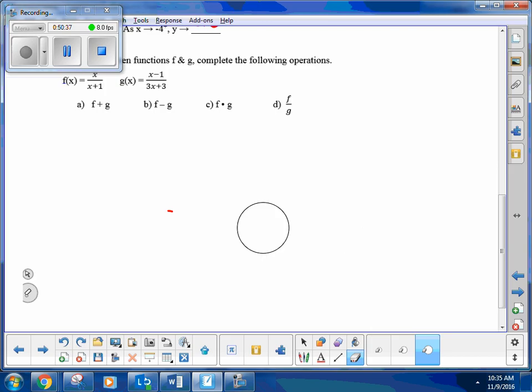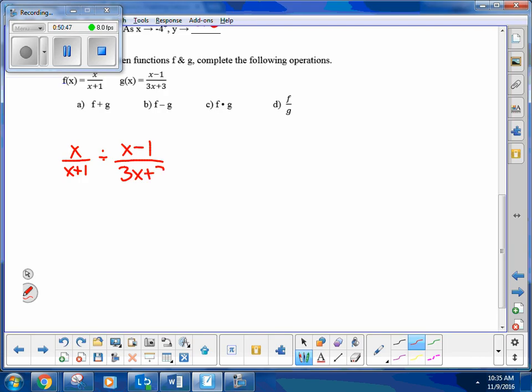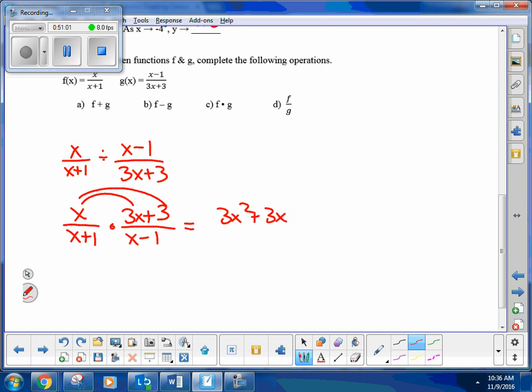So let me write this down. You do need to get the reciprocal of it. So let me share that with you. We have x plus 1 divided by x minus 1 over 3x plus 3. This comes out being like this, multiplied by 3x plus 3 over x minus 1. Now this one, when we FOIL, comes out being 3x squared plus 3x. Now I know this is a difference of squares, so we're going to have x squared minus 1 as far as the solution. All right, great. Hope this helps you.